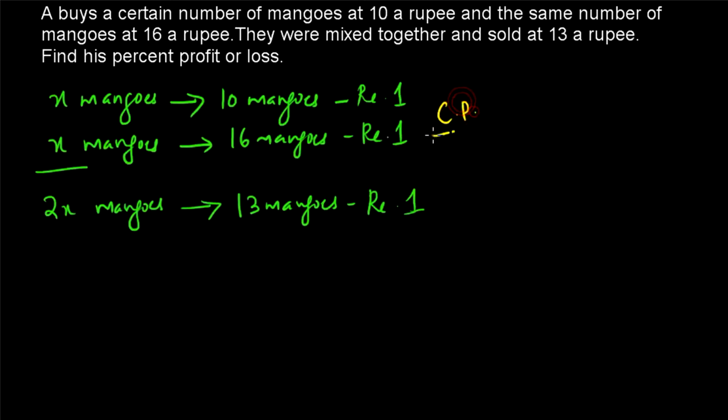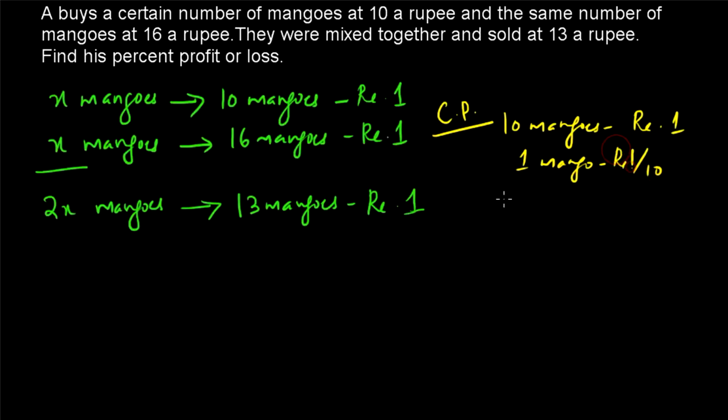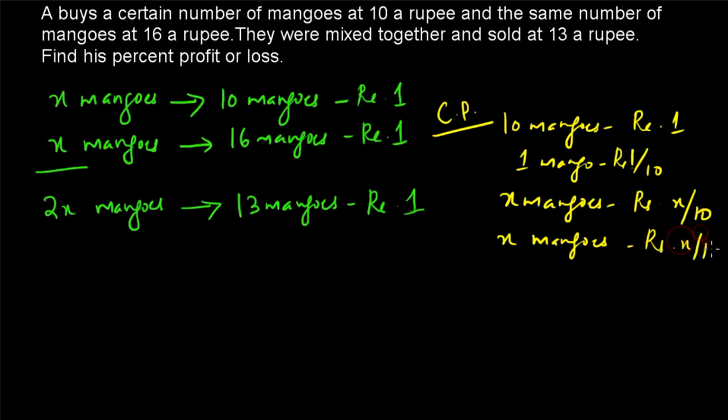So what is our total cost price? 10 mangoes we are getting for 1 rupee. Then what about 1 mango? So 1 mango cost will be equal to 1 by 10. Then what about X mangoes? X mangoes cost will be equal to rupees X by 10. Then second case, in the same way, 16 mangoes for rupees 1, so 1 mango is 1 by 16, X mangoes X by 16. The second case, our X mangoes cost will be equal to rupees X by 16.